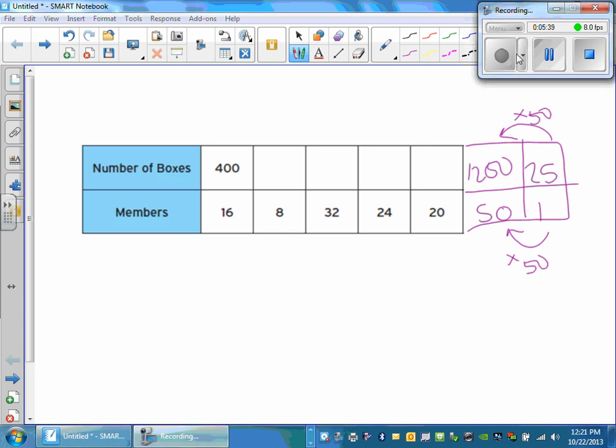You should have multiplied the top and the bottom by 50 and gotten an answer of, if 50 members sell cookies for a week, they will sell 1,250 boxes of cookies.